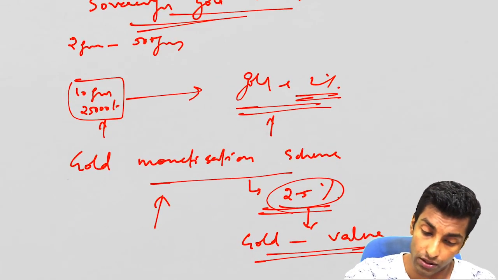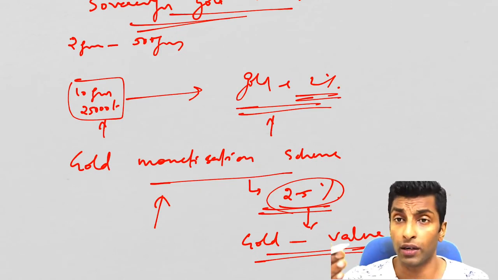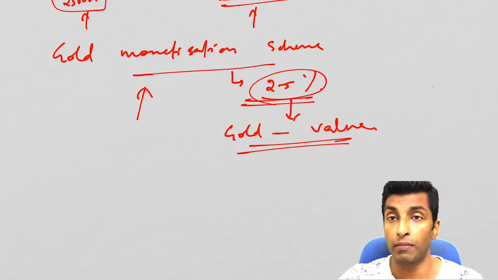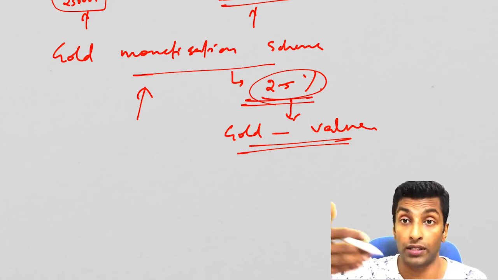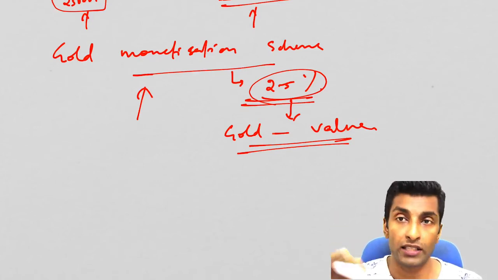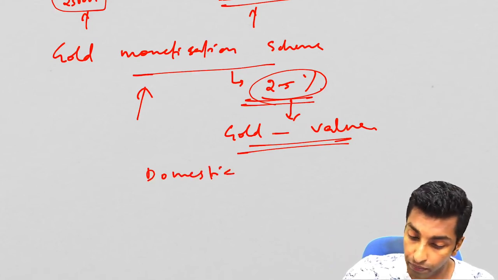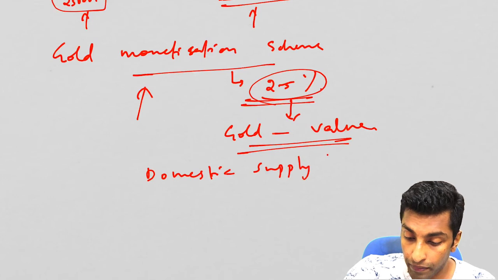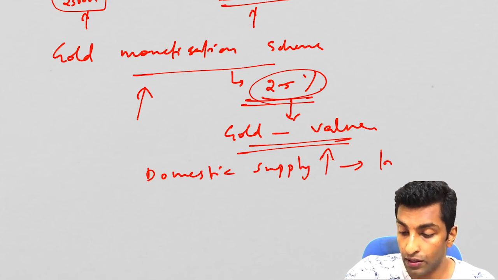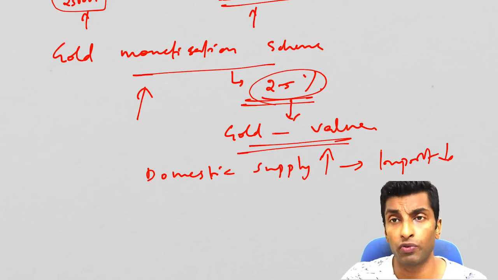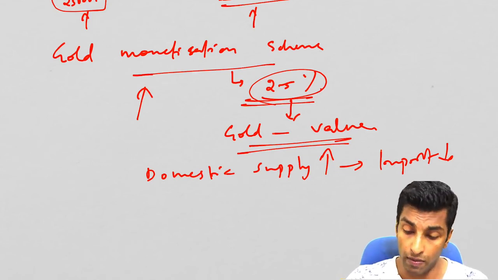We have discussed sovereign gold bonds, and how imports come down because demand for gold came down. Here demand for gold is there, but supply of gold actually increased. The domestic supply increased. Domestic supply means you don't want to import. So I would write here: domestic supply increased, so imports decrease. So the current account deficit will come down. Obviously the balance of payments situation will improve.